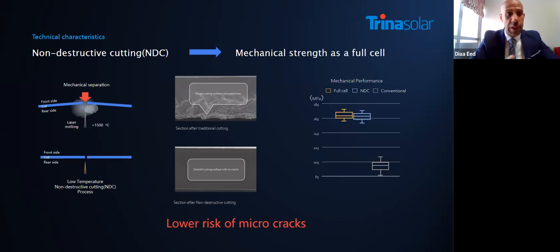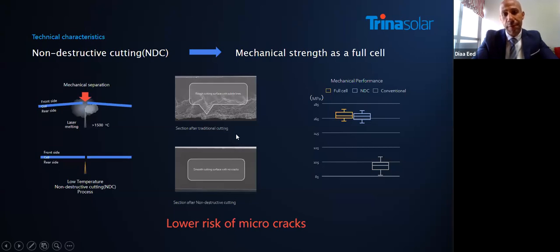So the difference between the traditional or mechanical separation, the laser melting, and the NDC, is that the NDC is using a low temperature for doing the cut. If we look at the two pictures here, this is how the surface looks when you do the laser melting. We can see the rough surfaces existing over here. When you are doing the low temperature cut in the NDC, you have a very smooth cutting surface.